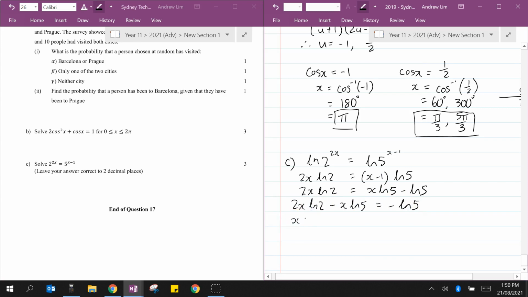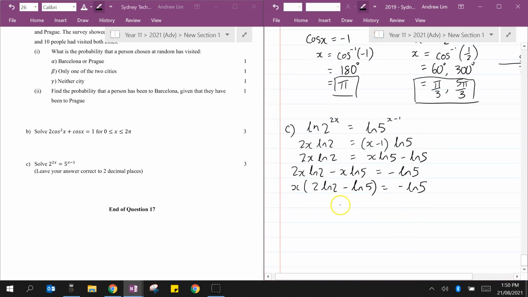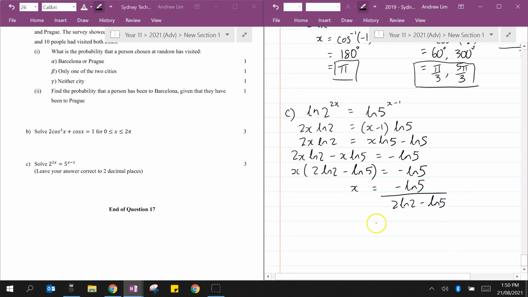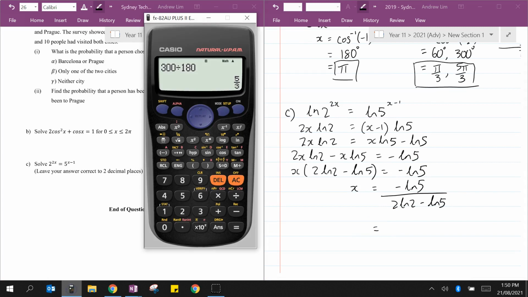Factorize out an x, leaving me with 2 ln of 2 minus ln of 5 is equal to negative ln of 5, and then divide both sides. Negative ln of 5 over 2 ln of 2 minus ln of 5. Alright, leave your answer correct to 2 decimal places, so let's hope this works. Negative ln of 5 over 2 ln of 2 minus ln of 5. 7.21.